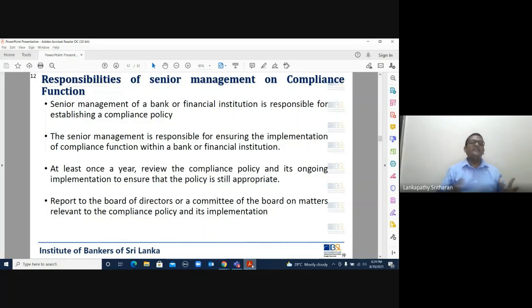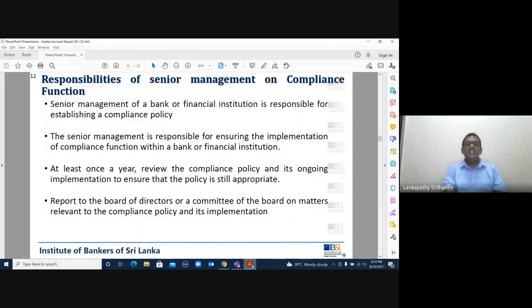Likewise in the board of directors, here also they have to review the compliance policy, and if any changes are appropriate, they have to make the changes and submit them to the board of directors for their review and approval.